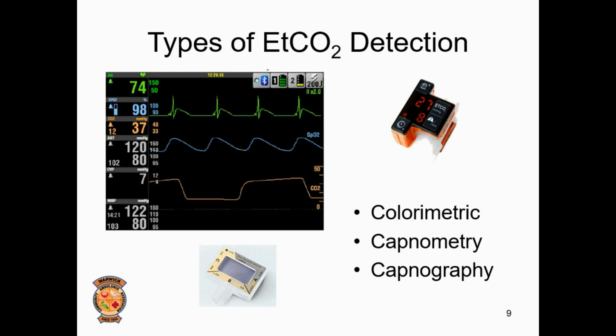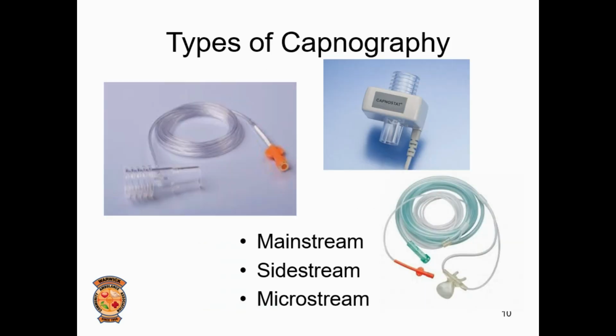Capnography is the one that most EMS providers are familiar with in the top left-hand corner of the screen. It provides a waveform and a CO2 measurement. There are 3 types of capnography: mainstream, side stream, and microstream. Mainstream capnography has a sensor in the breathing circuit. Side stream and microstream have the sensor located in a separate device, and the sample is piped to that device. Each type has its benefits.